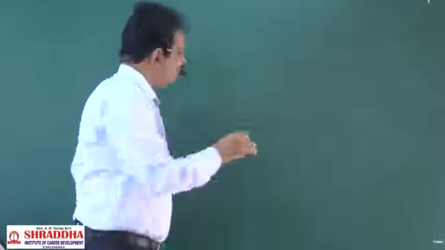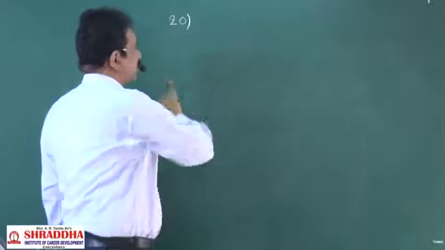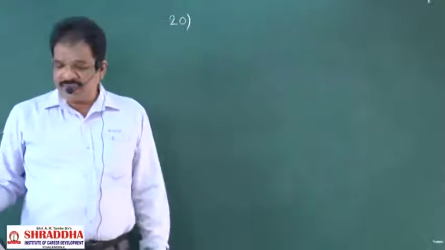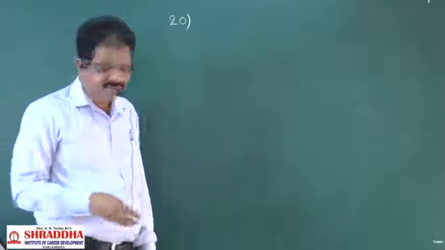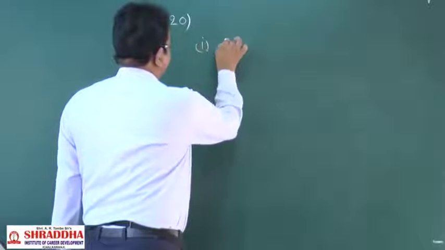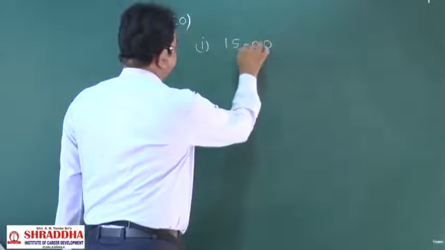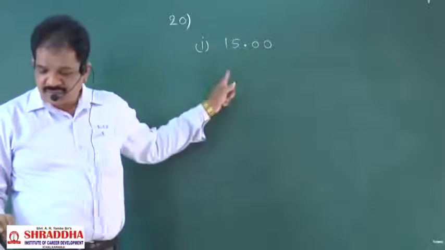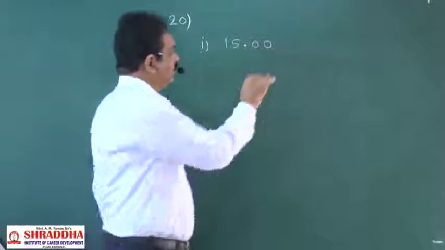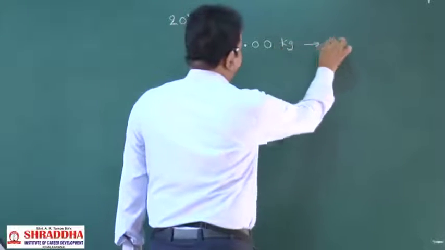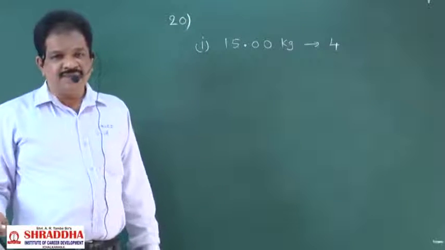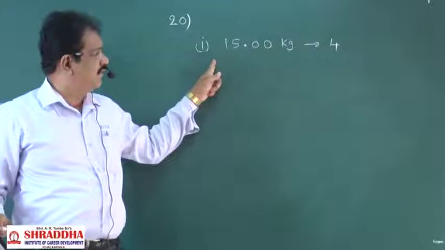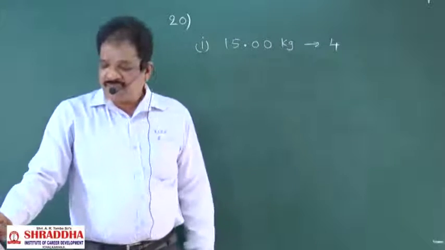Question number 20. What they are asking, see. How many significant figures will be there in a given number? So, first one, 15.00. So, these zeros will also be significant. So, here how many significant figures will be there means 4. Apply the rules of significant figures to identify them.